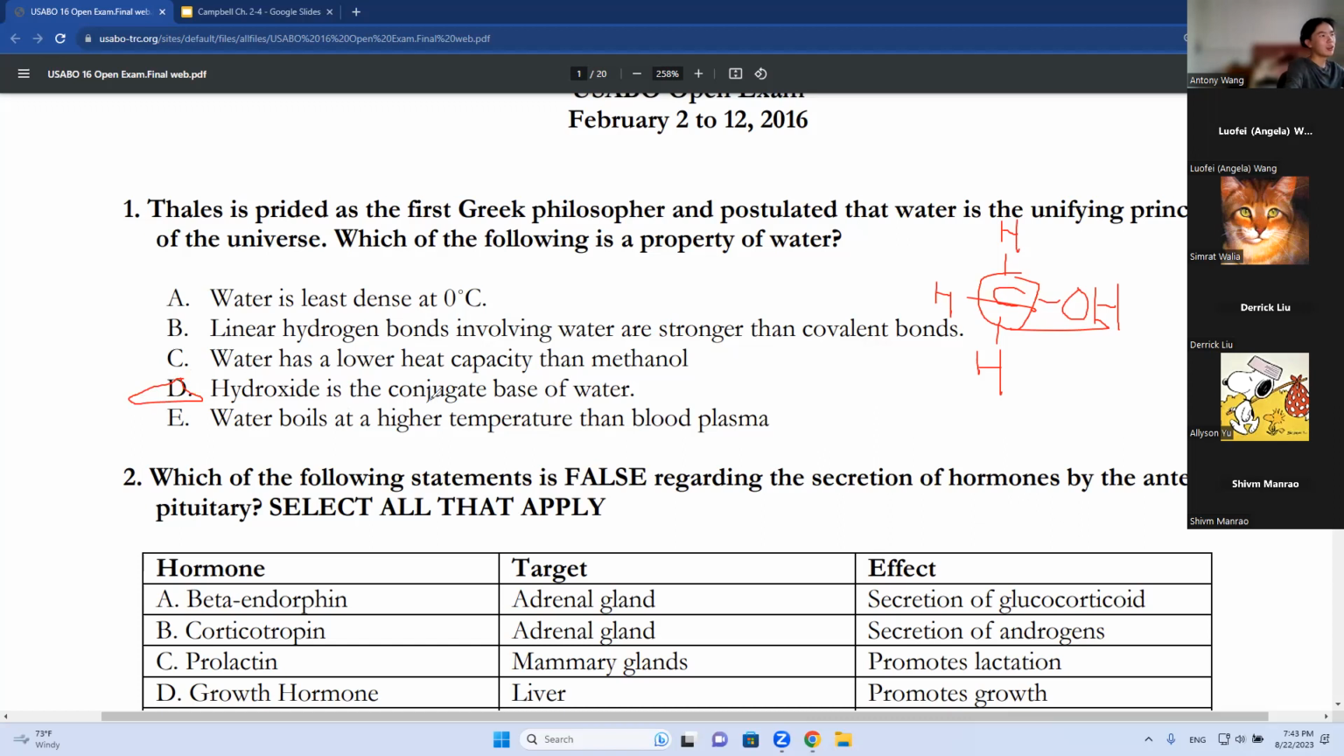And E, water boils at a higher temperature than blood plasma. Wait, I'm confused, because blood plasma is just water with a lot of dissolved proteins. So why did you say before that water with solutes will have a higher boiling point?